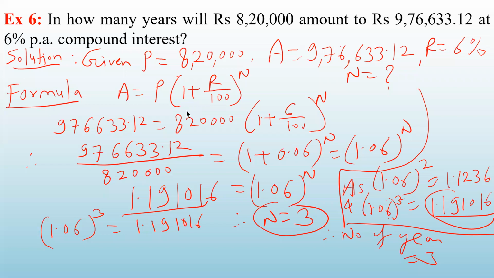So we have seen all the types of problems. Out of these 4 unknowns, if any 3 are given, you can find out the 4th one. Okay. If you want, you can take the screenshot of this. Let us go to the next one now.